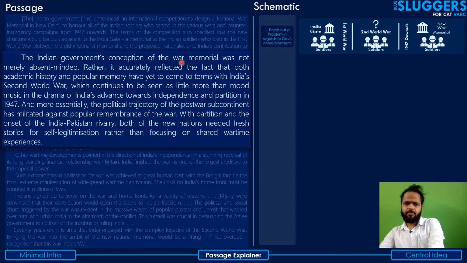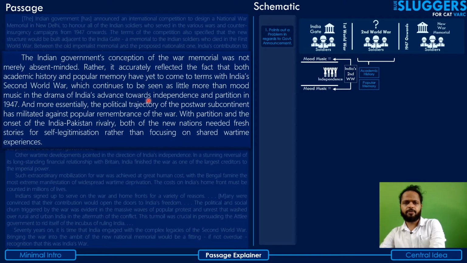The Indian government's conception of the war memorial was not merely absent-minded. Rather, it accurately reflected the fact that both academic history and popular memory have yet to come to terms with India's Second World War, which continues to be seen as little more than mood music in the drama of India's advance towards independence and partition in 1947.